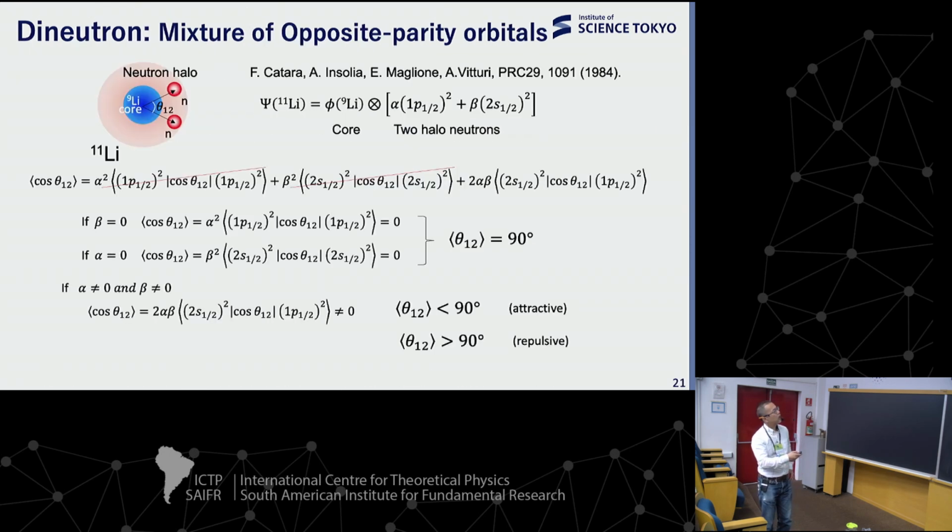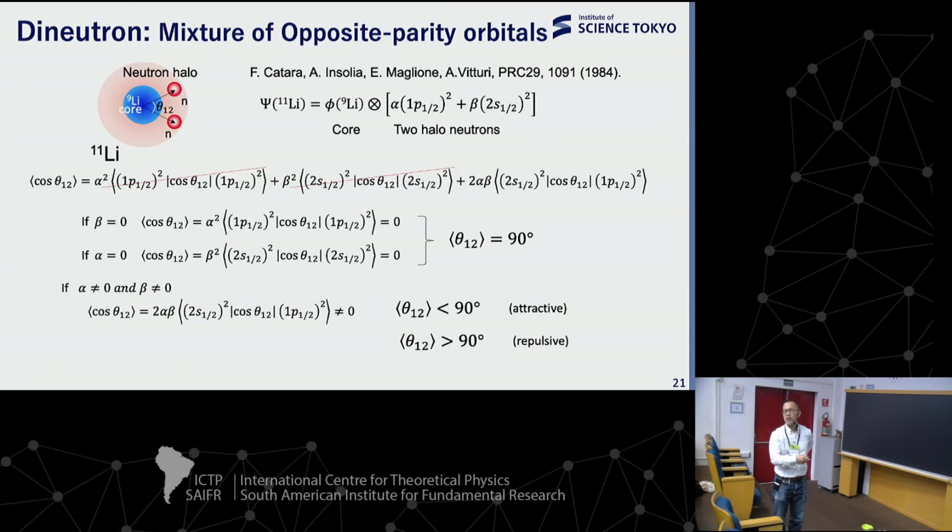Okay, this you can understand: if there is no correlation, then it becomes 90 degrees. And what I said is that anyway, if cosine theta 1,2 has this component, theta 1,2 is not 90 degrees, so it's either less than 90 degrees or larger than 90 degrees. If it's attractive or not, of course, this depends on some theories, but this is kind of already proved by theoreticians that if it is less than 90 degrees, it is attractive.